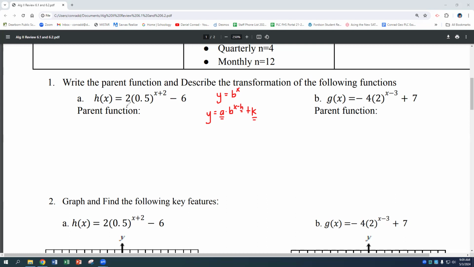Right, so if we look over here, a is 2. Since a is bigger than 1, or the absolute value of a is bigger than 1, this is going to be a vertical stretch by a factor of 2. Then we have a plus 2 here. Remember it's x minus h, so x plus 2 is really x minus negative 2. So this is going to be a horizontal shift 2 to the left.